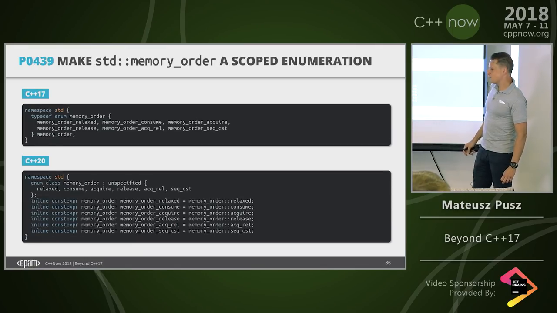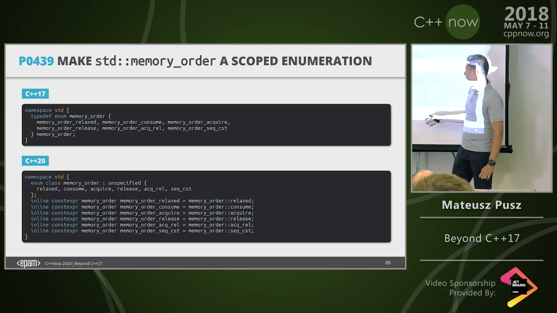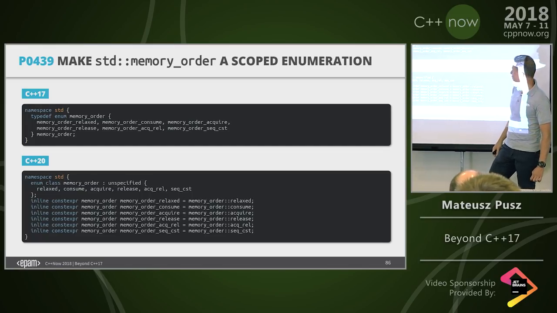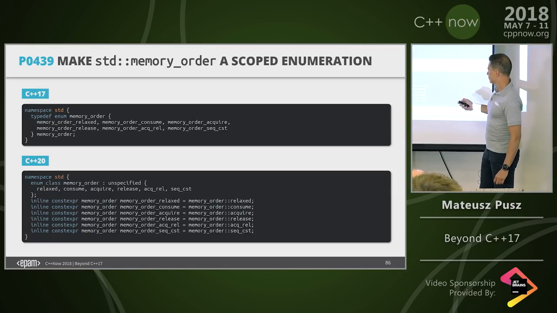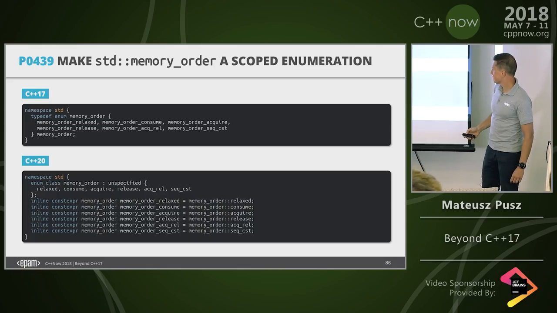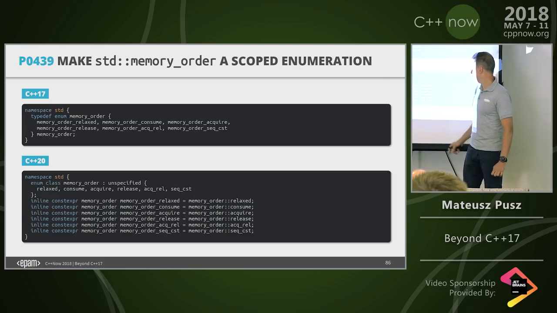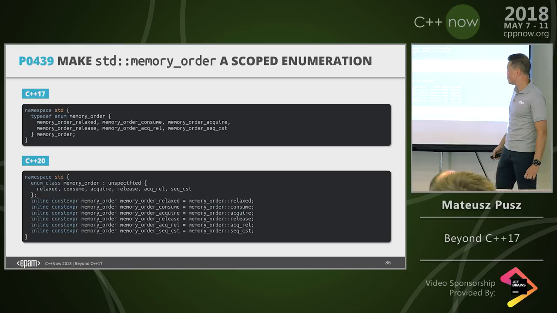A small change, but it may affect you in the code, so I'm providing it here, is that memory order for atomics was made as enumerators. It is a scoped enumerator right now. But in order to support the previous stuff, we have those things, so it should be backward compatible for most of the cases.